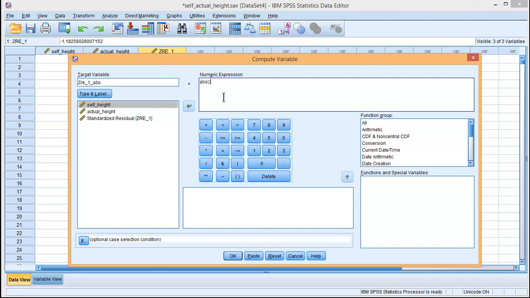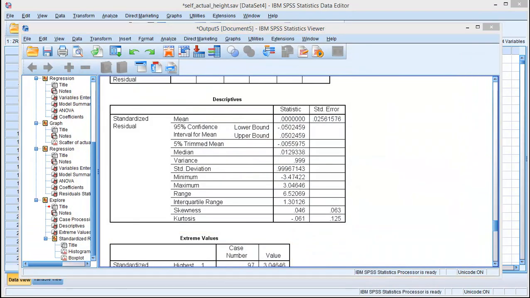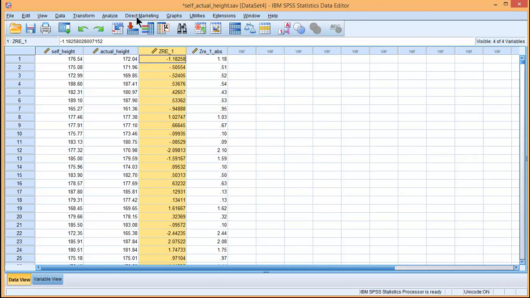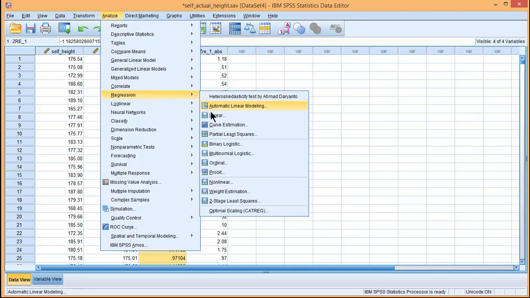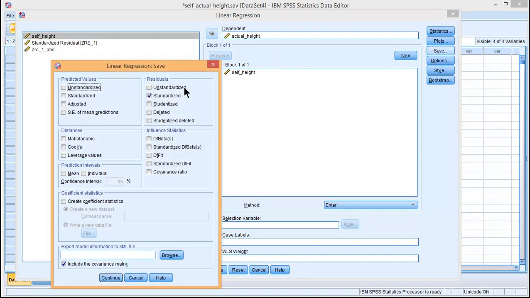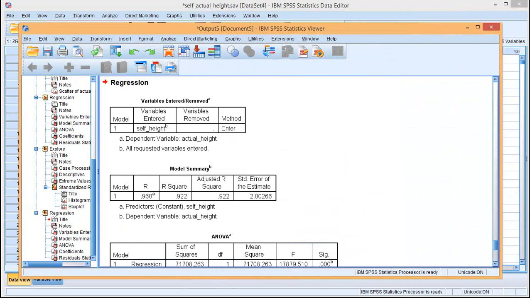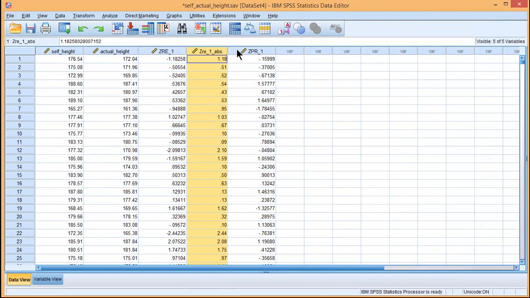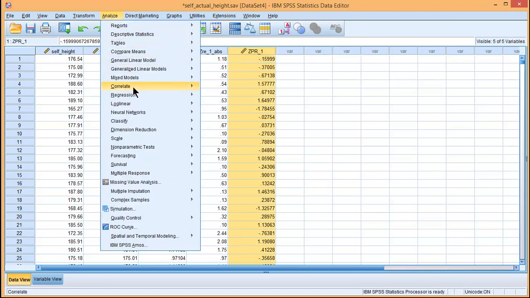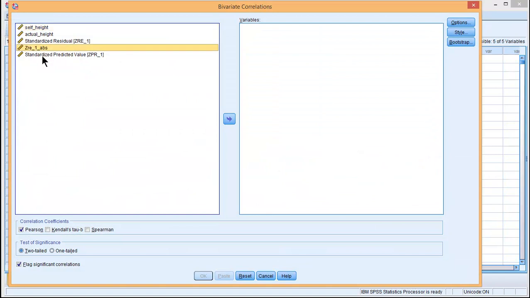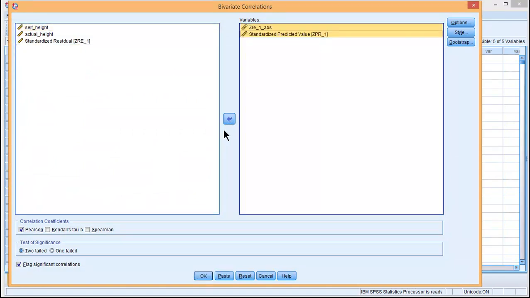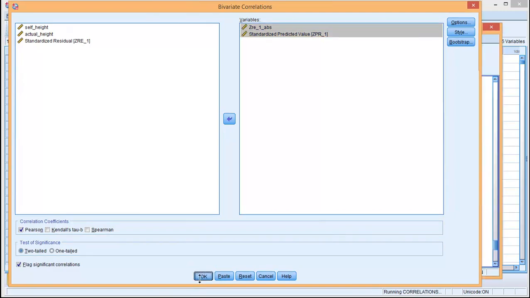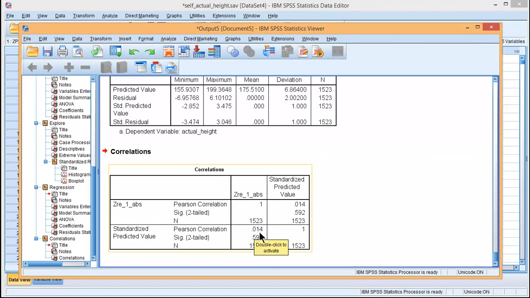Absolute, in parentheses, residual, click OK. So that's created a new variable that I'm going to correlate with, and then I'm going to get the predicted standardized scores. I don't need the standardized residuals, I just need these now. Click OK. And now I'm going to run a correlation between the absolute values, residuals, and the predicted values. And my hunch is the correlation will be very close to 0, because there is nothing going on here that is suggestive of heteroscedasticity. In fact, look at that, 0.014.